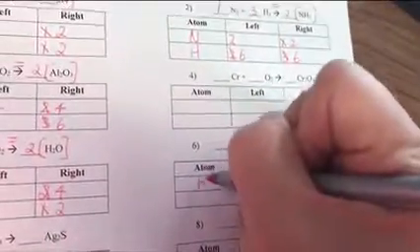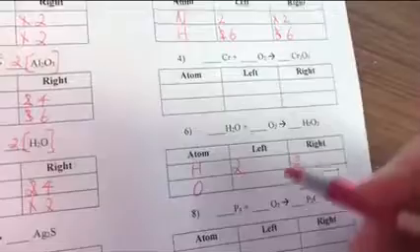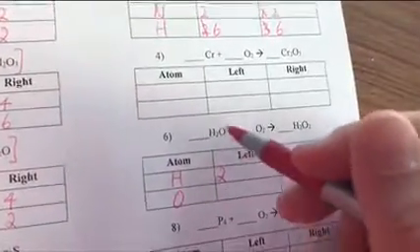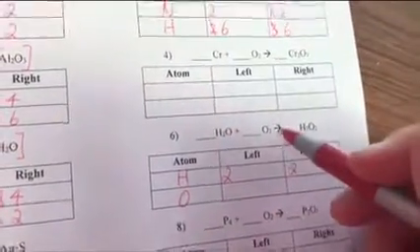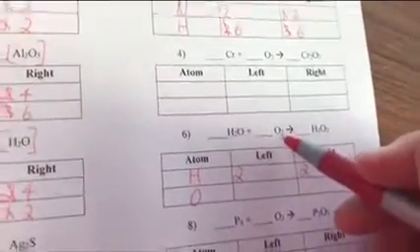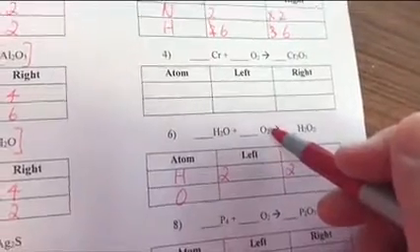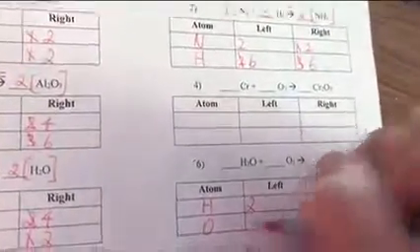Now number 6 is a little tricky. Number 6, I have hydrogen and oxygen. So for hydrogen, I have 2 on the left and 2 on the right. But on the oxygen, you have to see, I have oxygen in water. I also have oxygen in O2. You have to add the oxygen numbers together. So here I have 1 oxygen. Here I get 2 oxygen. So in total I get 3 oxygen.